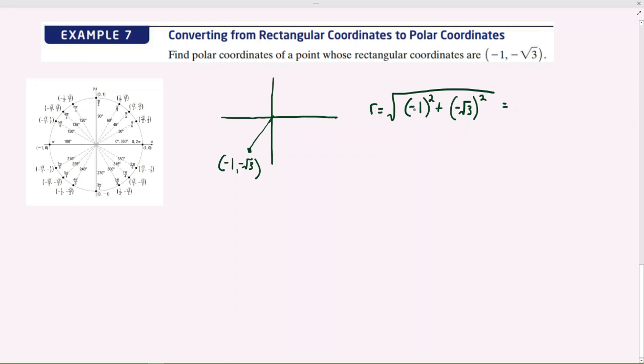Okay, so we're going to end up with 1 plus 3, taking the square root of 4 to get 2. Okay, so we know that part of our polar coordinate. Got a 2 going here. Now we need the theta. We got to fill in the angle here. So what's this angle?